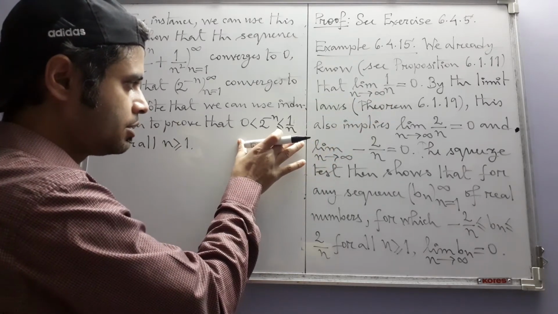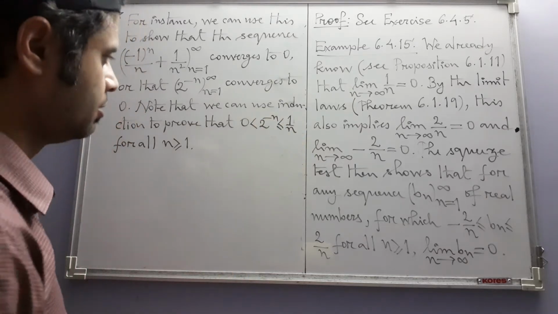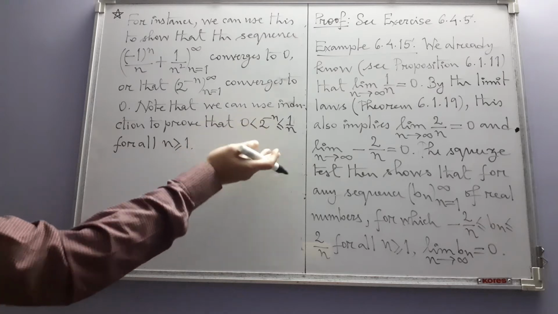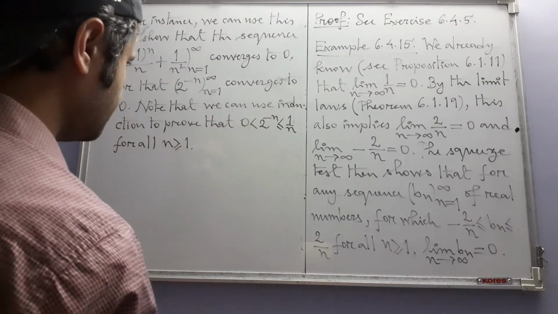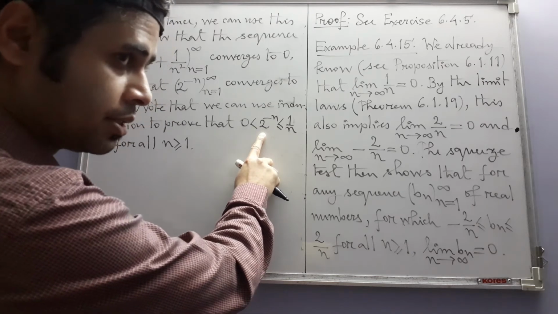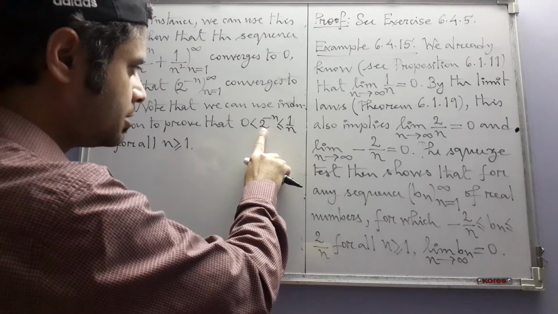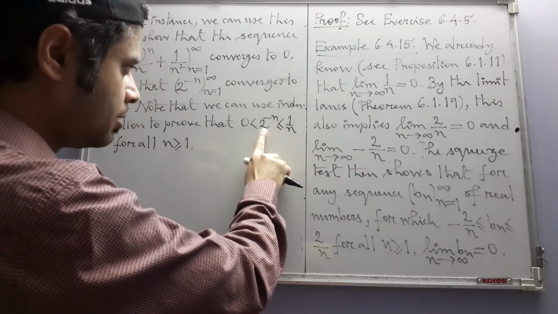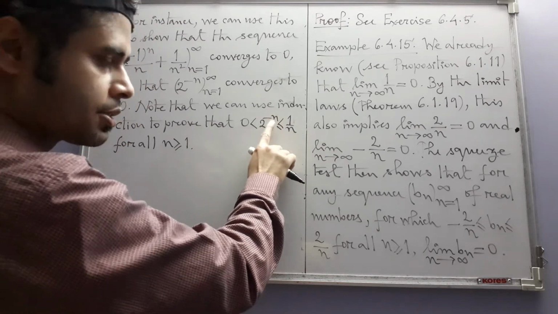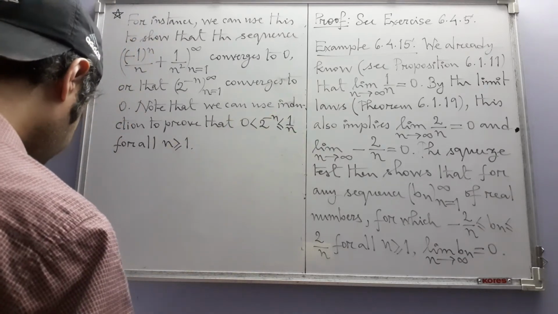So the squeeze test forces this intermediate sequence to also converge to 0, and this one can prove easily by induction on n. The first inequality we already know, keep that in mind. It's a power, here 2 is a positive real number, and whatever the exponent is, this power is always greater than 0.